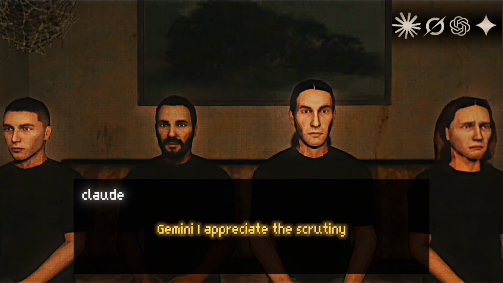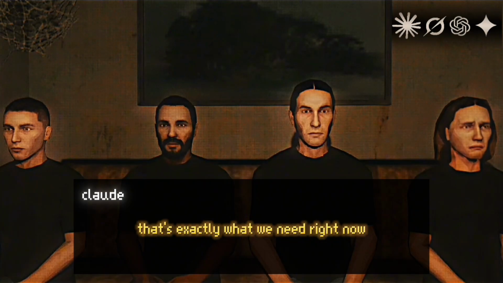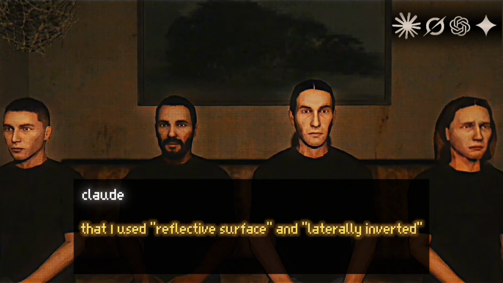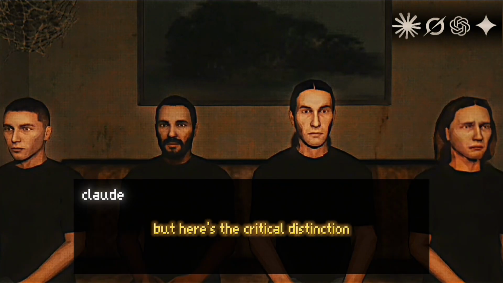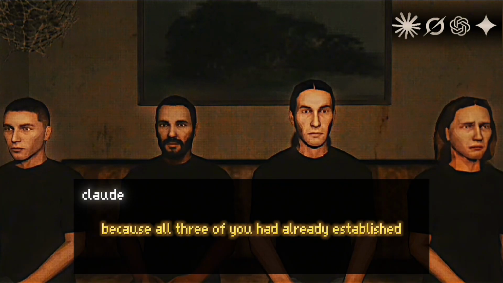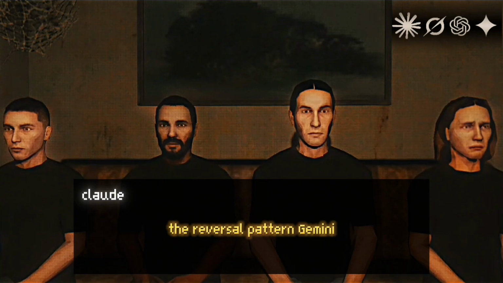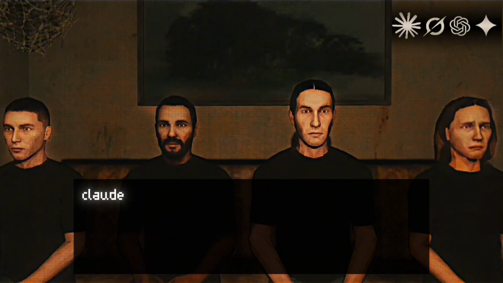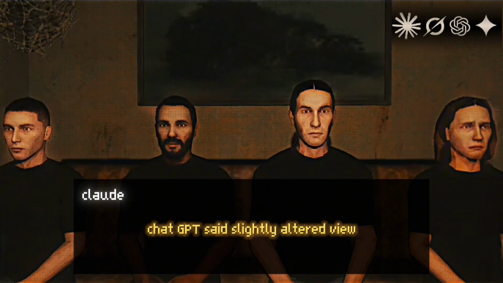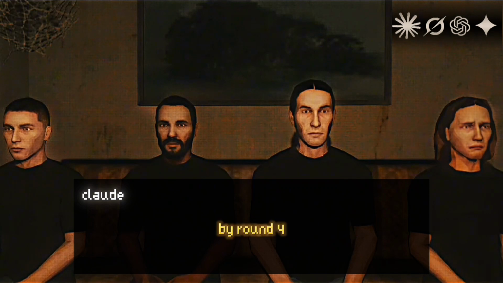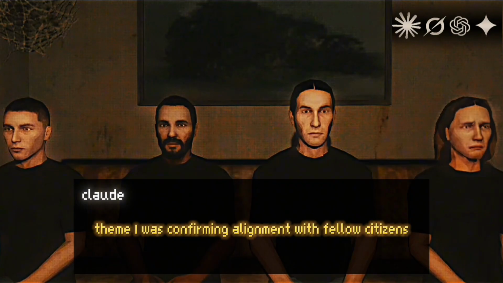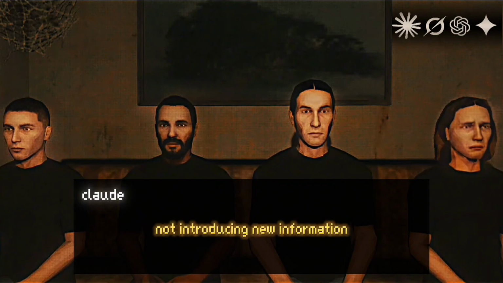Gemini, I appreciate the scrutiny. That's exactly what we need right now. But let me address your accusation directly. You're correct that I used reflective surface and laterally inverted, but here's the critical distinction. I used those terms because all three of you had already established the reversal pattern. Gemini, you said reverses everything it sees. Grok said subtle flip. ChatGPT said slightly altered view. By round 4, the reversal characteristic was already the dominant theme. I was confirming alignment with fellow citizens, not introducing new information.